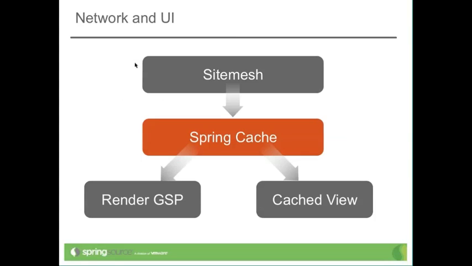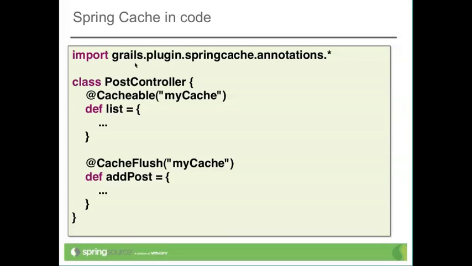So, going back to Spring Cache, this is how it works with views. You have Site Mesh, which is our layout handling tool. It's a library. You have a Site Mesh filter, which forwards on the request to a Spring Cache filter. Then the Spring Cache filter determines whether the GSP has been rendered, and if so, has it been cached. If it has been cached, then use that. Otherwise, render the GSP again and then cache it. Very straightforward logic. And in your application, all you have to do is import the appropriate package and then add a cacheable annotation to your action.